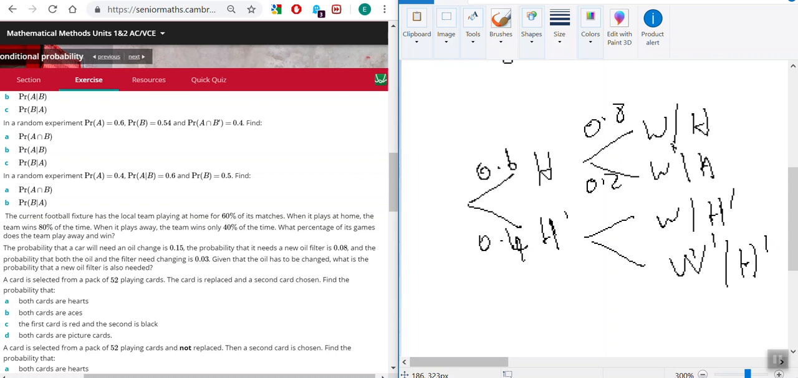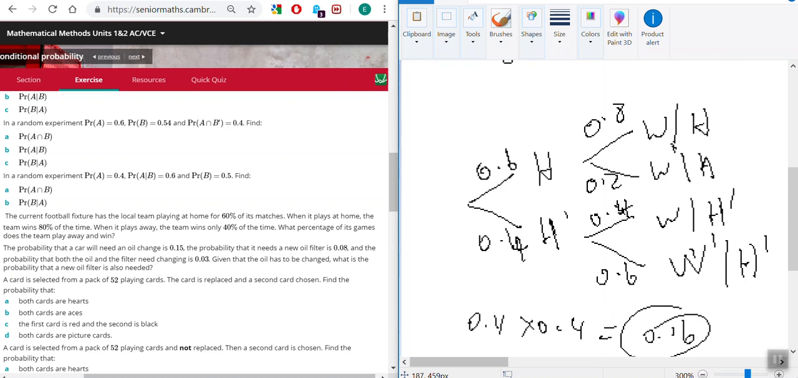And what does it say? They win 40% of the time when they play away, so that must be 0.6. Okay, so what do we need to find? What percentage of its games does the team play away and win? So not home and win, so it'll be 0.4 times 0.4, which equals 0.16. Okay, so that's your final answer. So hopefully that helps.